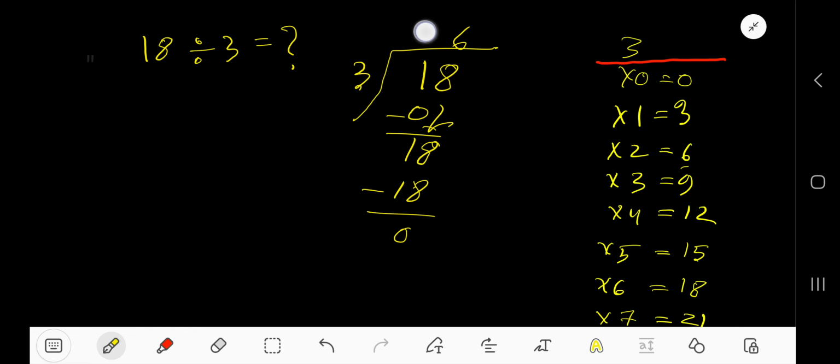So our answer is 0 6, which means 6. Our answer is 6, our quotient is 6.